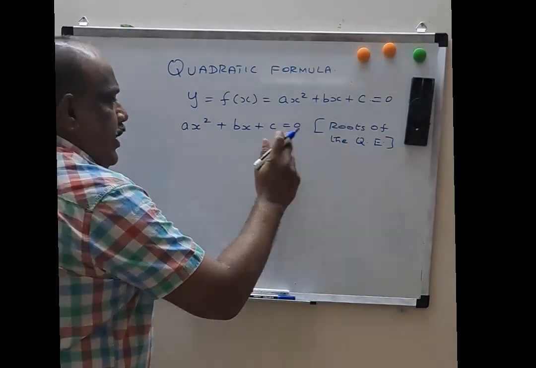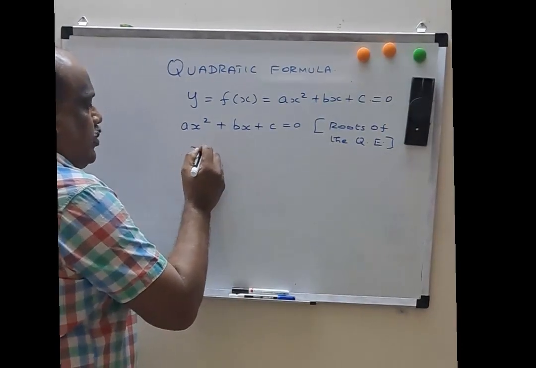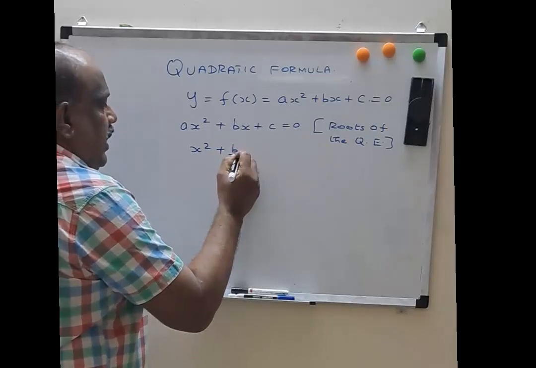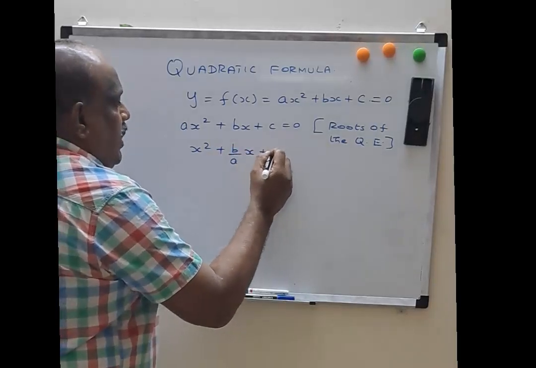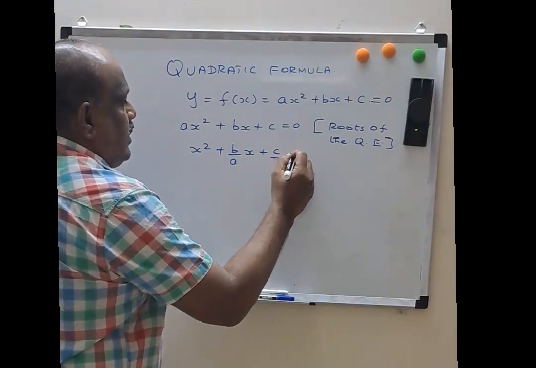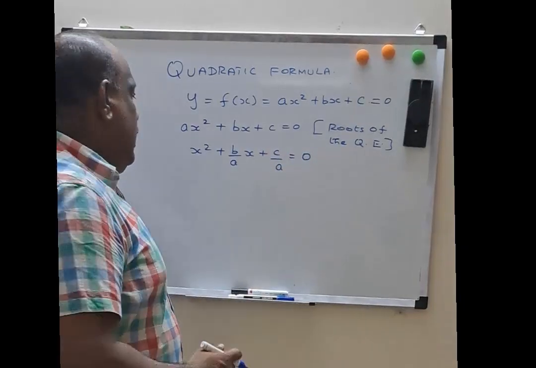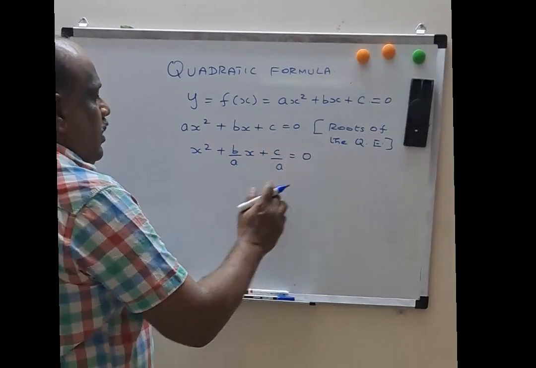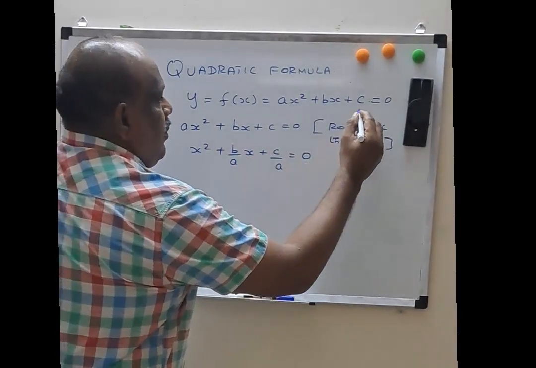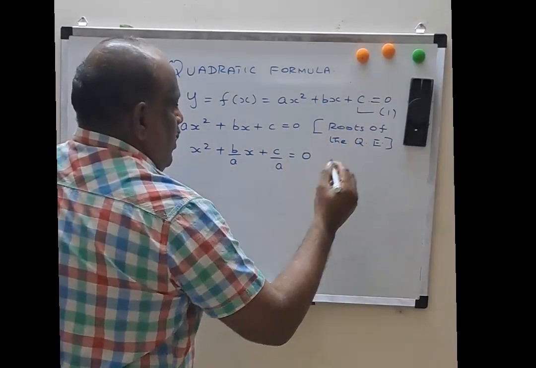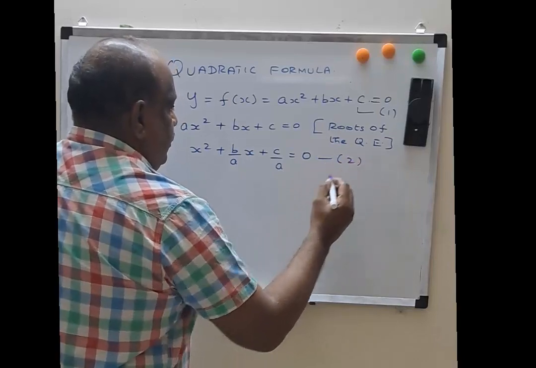Now we'll divide this entire equation by a. I will get x squared plus b by a into x plus c by a is equal to 0, because 0 by anything is 0. So this is the equation we got. Initially we started from here. We are right now here.